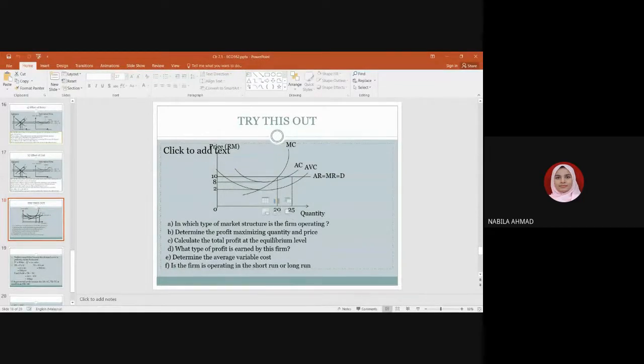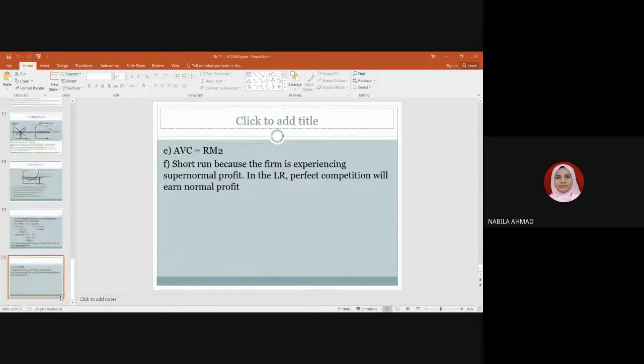Okay. Alright, soalan E disuruh cari pula average variable cost. Senang sajalah, kita lihat equilibrium ni. So touch average variable cost. So the average variable cost is 2. Right? And soalan yang terakhir, is the firm operating in the short run or long run? So adakah firm operating in the short run or long run?